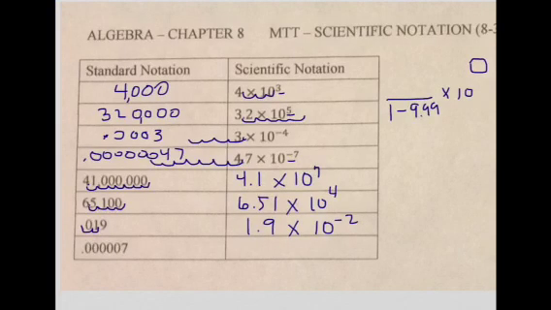Again, our number is too small, so we need to put the decimal after the 7. So it's going to be 7.0. Make sure you add that 0 for place value. And now we're going to move it back to get to where it was started. So 1, 2, 3, 4, 5, 6. So we went back 10 to the negative 6.